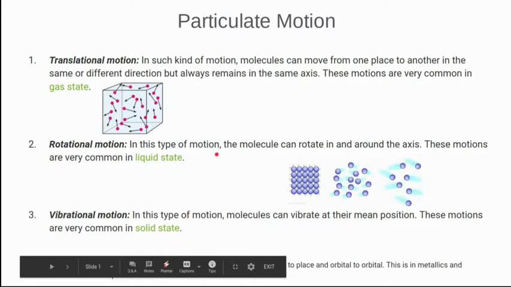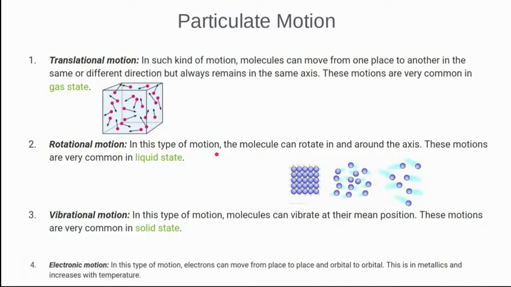So the first thing that we talked about a very long time ago, but she didn't actually have us write in our notes, is the types of motions. Translational motion is the motion where particles move in one direction in a straight line. It happens in the gas state, and all the particles move in straight lines until they collide with something, and then they go in a different straight line.